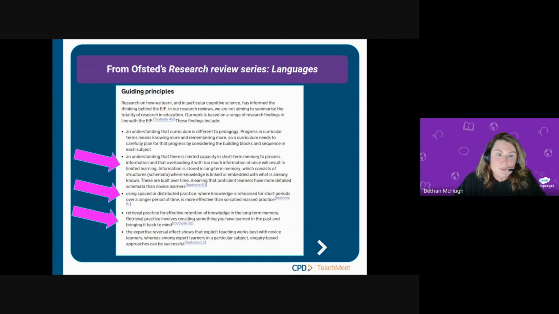Looking at spaced or distributed practice, rehearsal. Basically, over a period of time, you're constantly coming back and practicing something. As we've said, retrieval practice: bringing something from the past into the present and bringing it back to what you're doing. So think about those sorts of things, and look at how you can use a starter and plenary to your advantage.